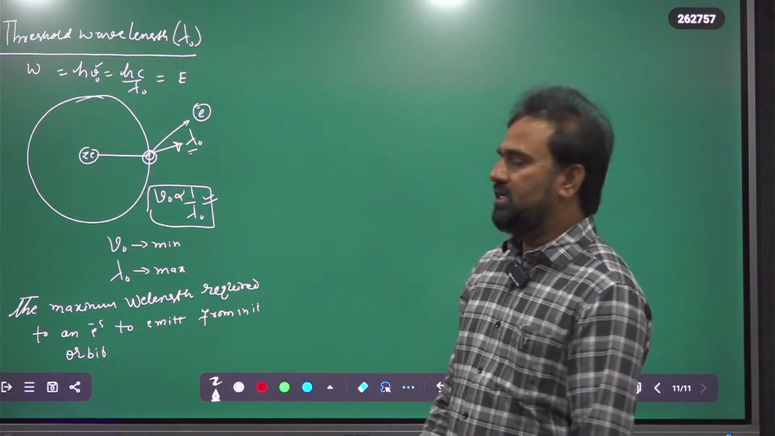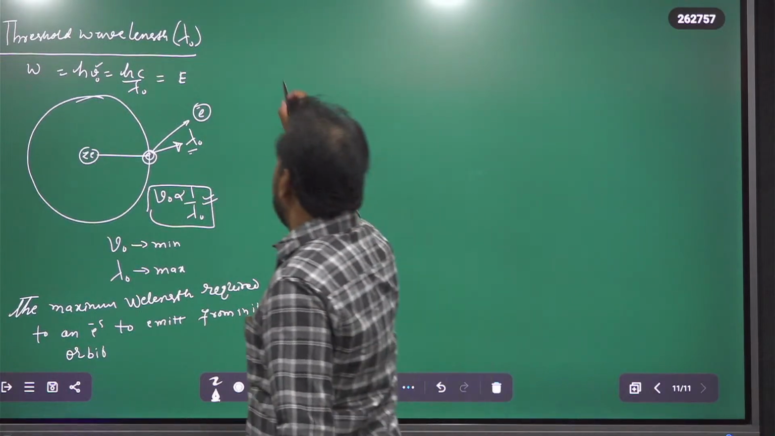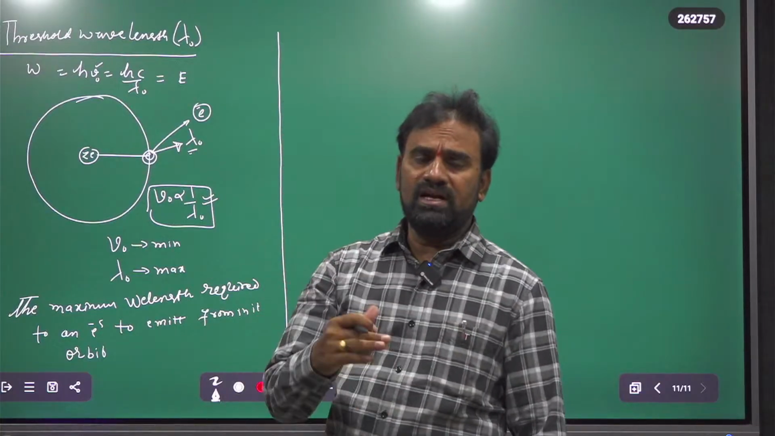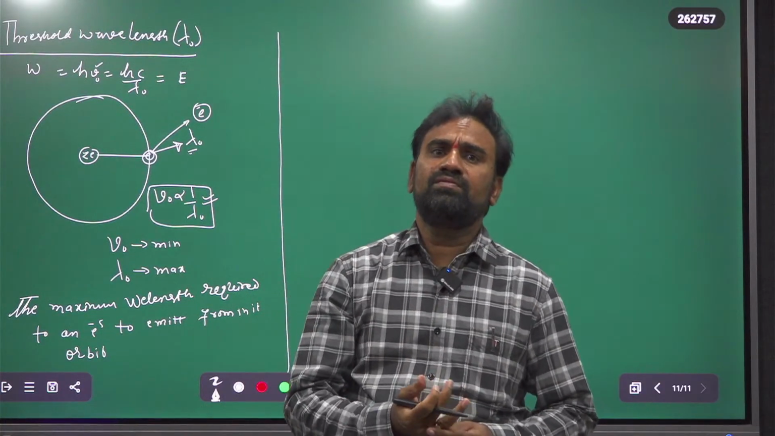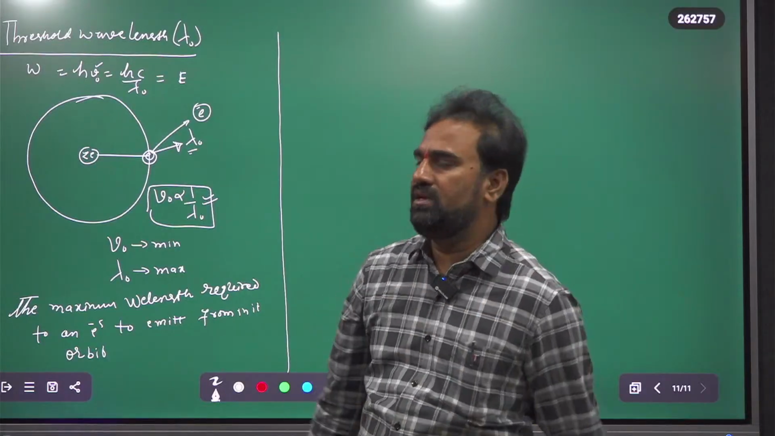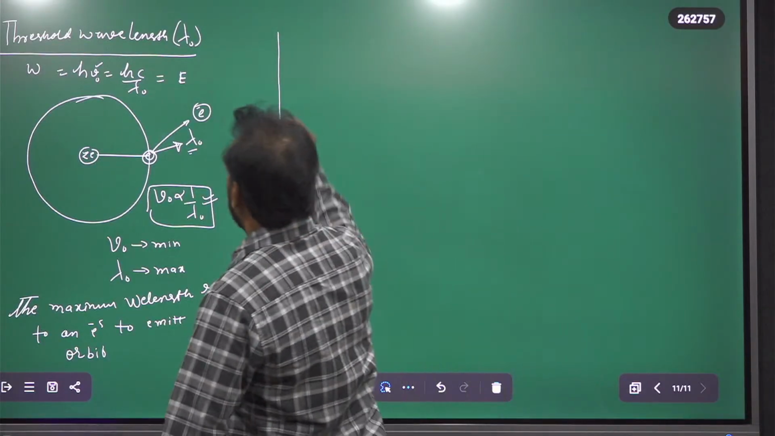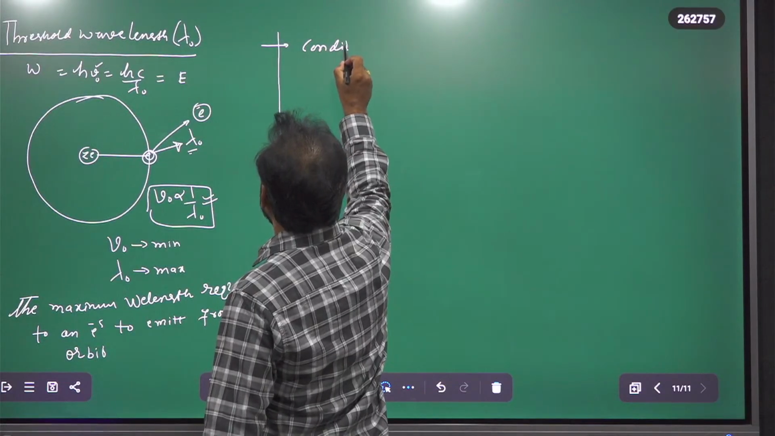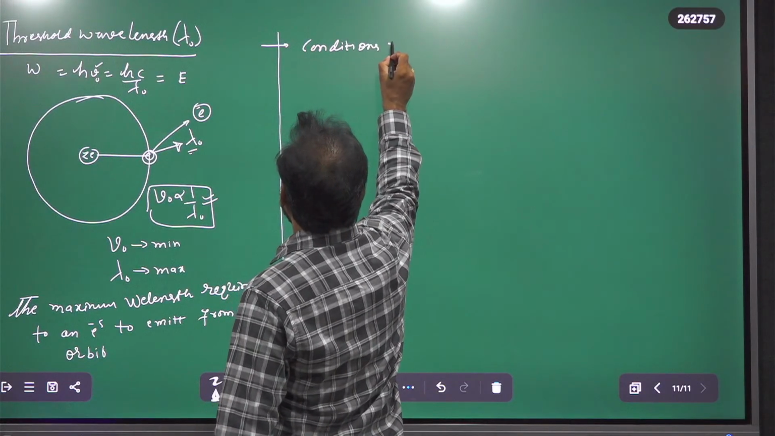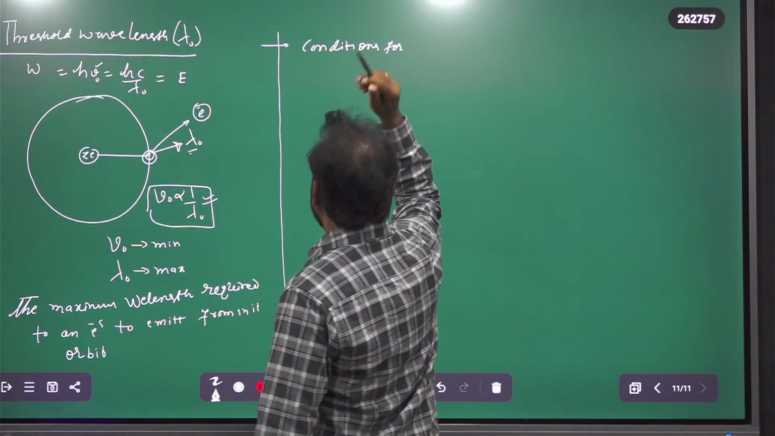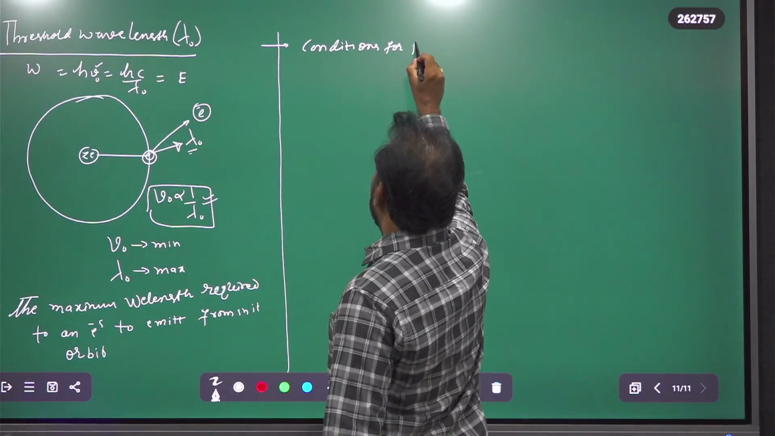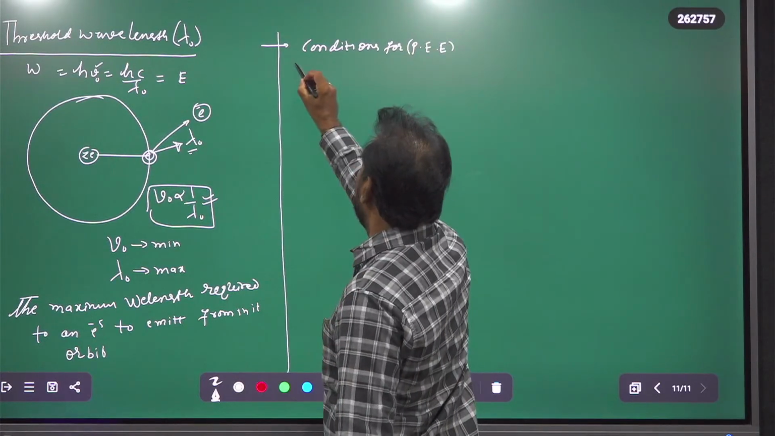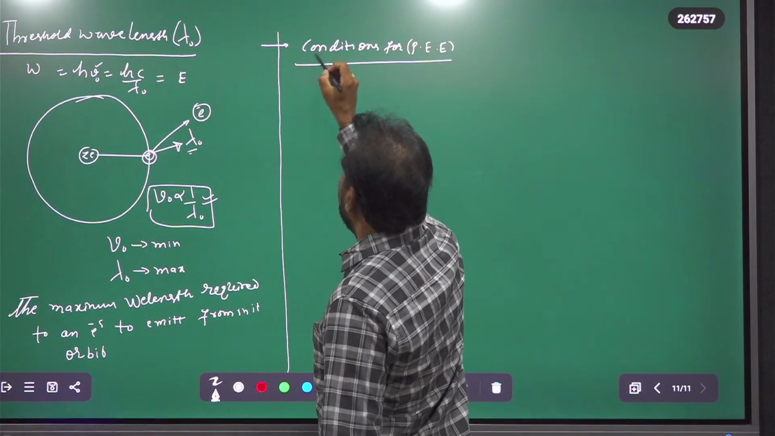Okay, threshold wavelength. Next, the conditions for emission of an electron from its orbit. So what conditions are applicable here? See, conditions for the photoelectric effect. What conditions are applicable for the photoelectric effect?